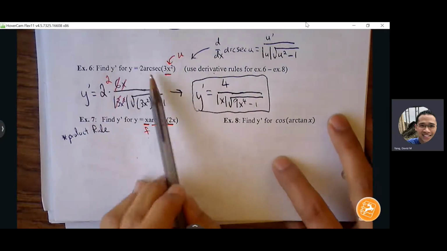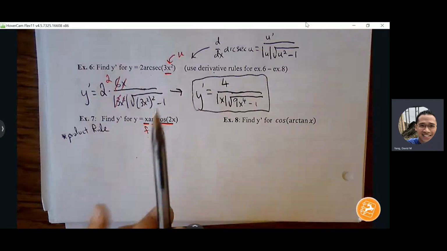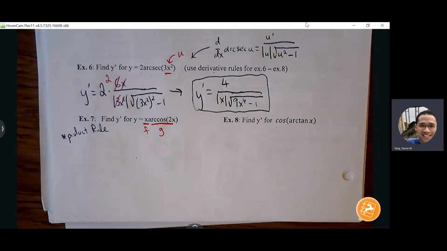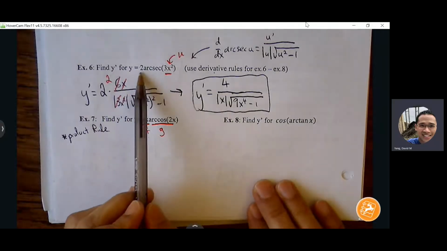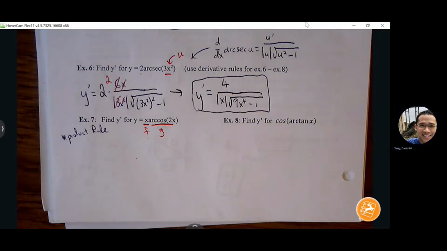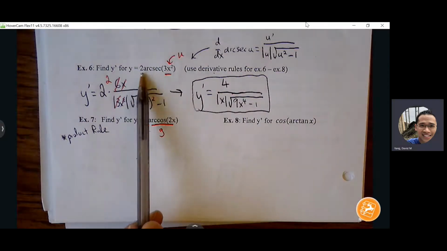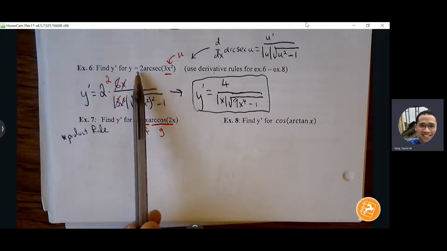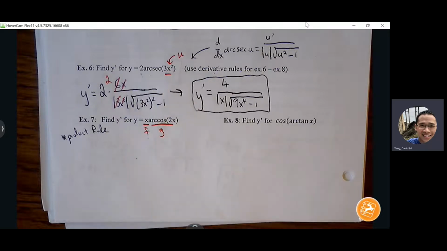Oh, for number 6, I guess we could have, but the 2 is a coefficient, so we just treat the 2 as just attached to arcsecant. So I would say that you only have to do product rule if there's a variable expression times a variable expression. If you did product rule for 6, it wouldn't be wrong. It's just you'll do more than you need to. You don't need to go through product rule.